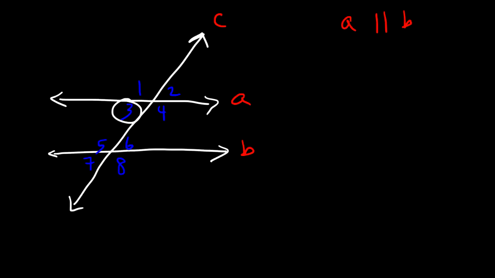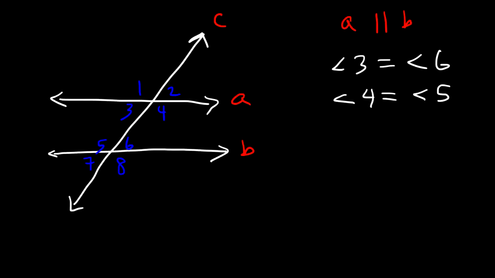Now, alternate interior angles are congruent. So angle 3 is equal to angle 6. They have the same exact measure, assuming A and B are parallel. Angle 4 and 5 are also alternate interior angles. They're congruent.